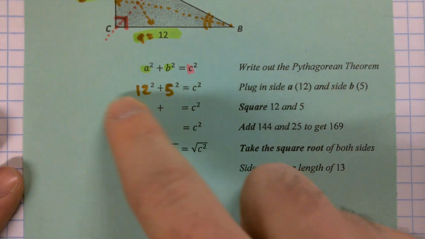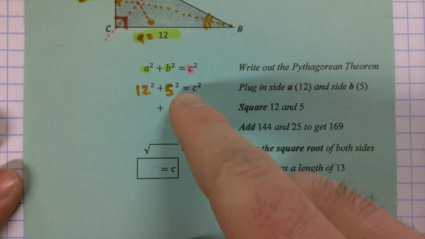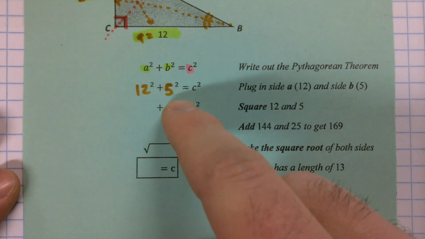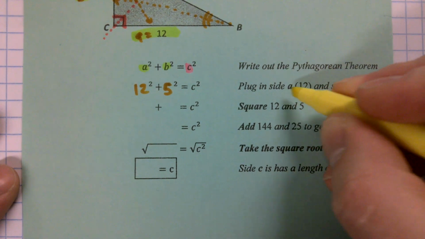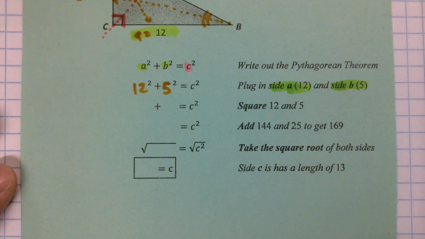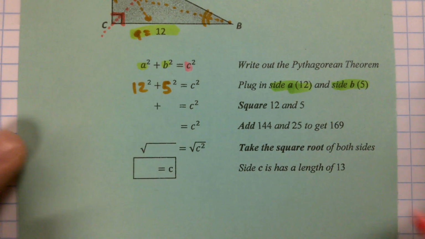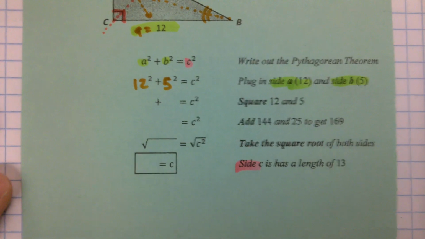Hopefully you see that this looks just like our distance formula. D squared equals both my numbers squared and added. Plugged inside A, inside B. We're going to find what side C is equal to. And I forgot to take out the answer, but that's okay.